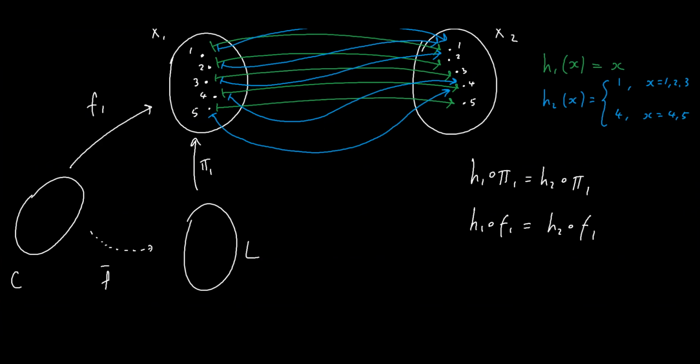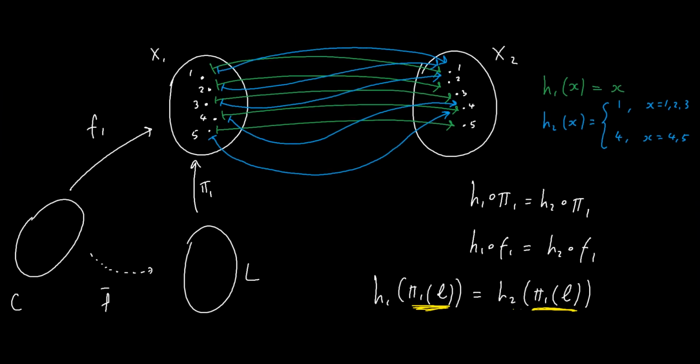Right. Nice. Thank you very much, Jean. That's a very correct and very nice approach. So if we write this equality out in terms of elements, it says that H1 of pi1 of some random element in L, let's call that random element just L, must equal H2 of the same pi1 of L. And so this object here, pi1 of L, must be an element of x1 on which H1 and H2 agree. And there are only two such. I think you said there are only two such, right? So it's 4.